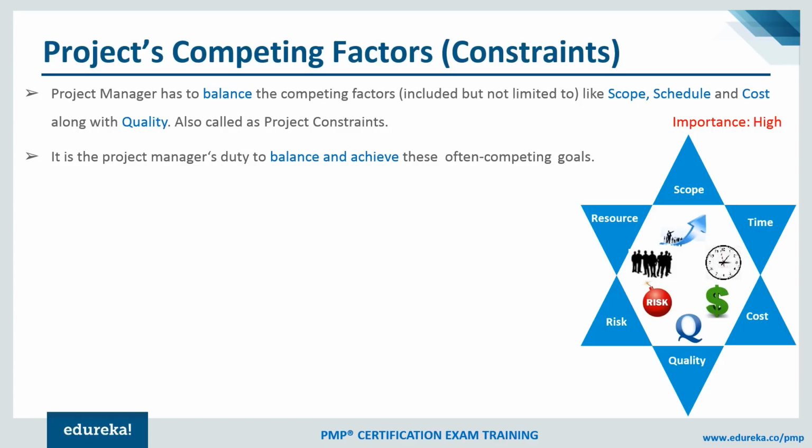And what are the competing factors? Like constraints. These are your scope, your resources, your time, risk, cost, quality, and so on. So any organization or any customer or any project that you're working on will have scope, time, and cost as the most important factors, and of course the quality within the center of it.